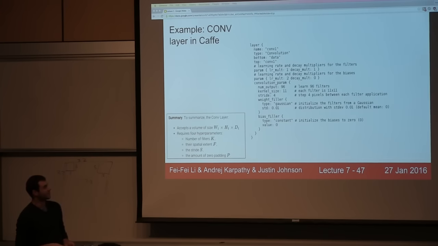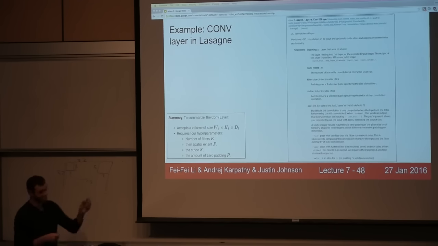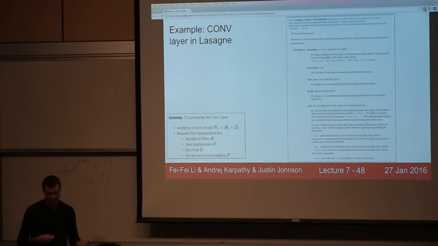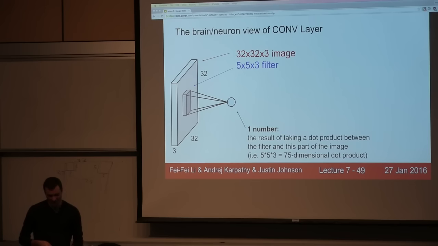You'll see the same in, say, Caffe. I don't want to go into this too much, but you'll see num_output, which is the number of filters, the kernel size, the stride, and so on. I was going to go through Lasagne, but in the interest of time, they all take the same 4 hyperparameters, trust me. And that's what defines a convolutional layer.